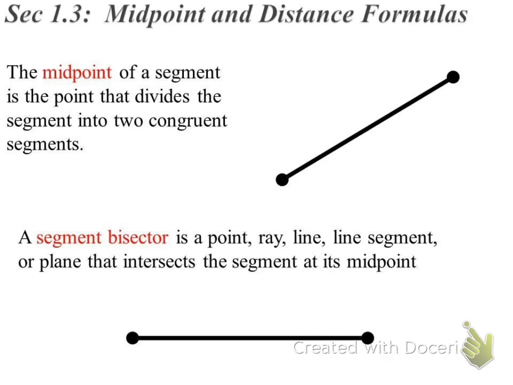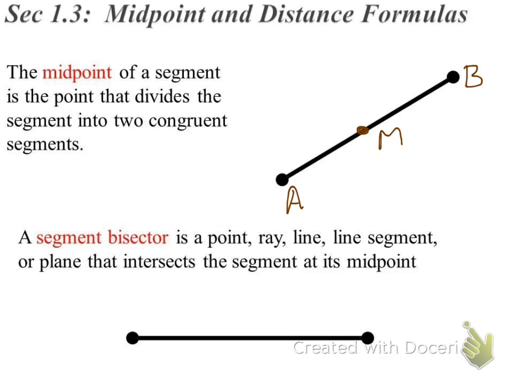In this section, we're looking at the midpoint and distance formulas. Now, before we get to those actual formulas, let's define what a midpoint is. As it says here, the midpoint of a segment is the point that divides the segment into two congruent segments. So let's say I have segment AB here. The midpoint, which I'll call M, is the point that's in the middle of that segment.